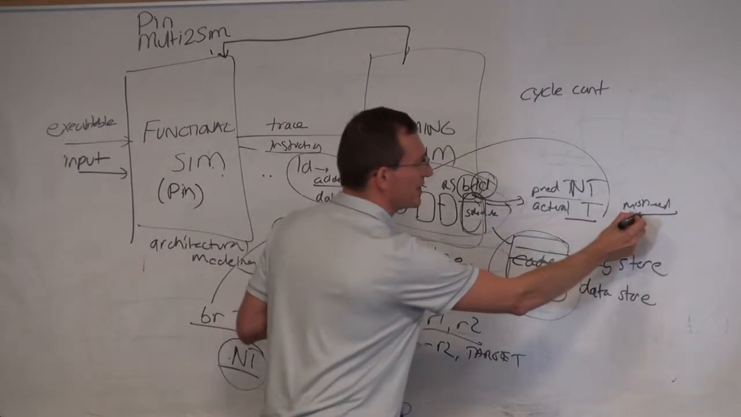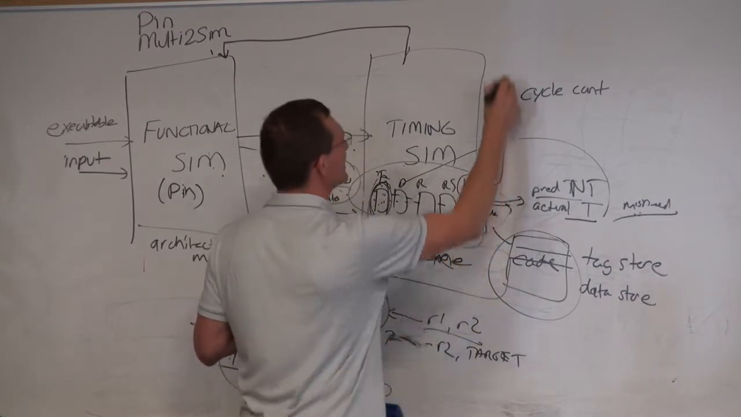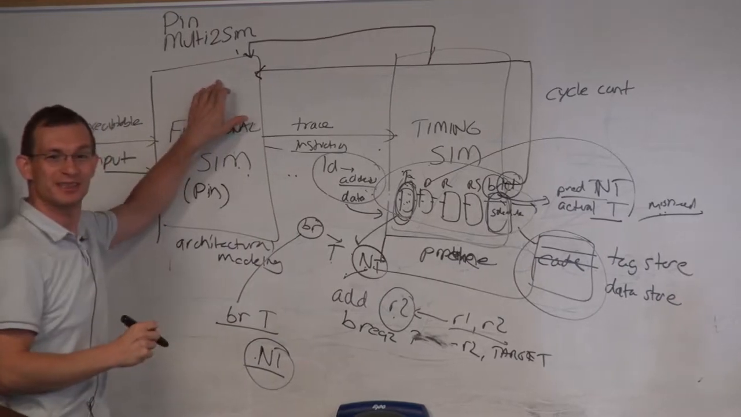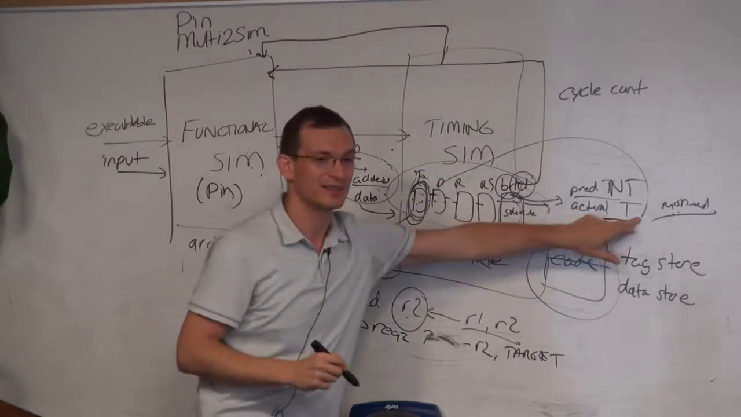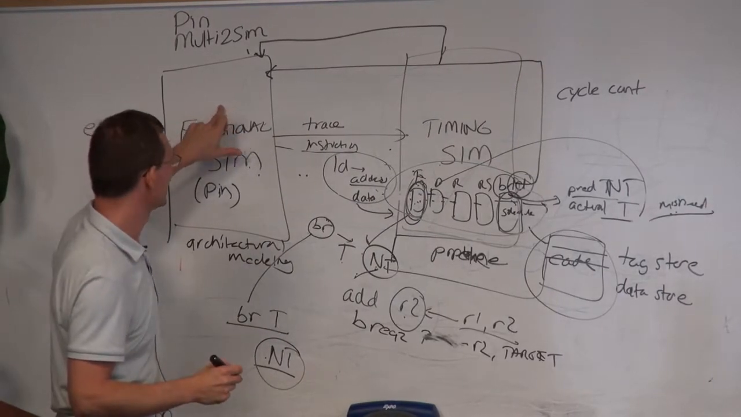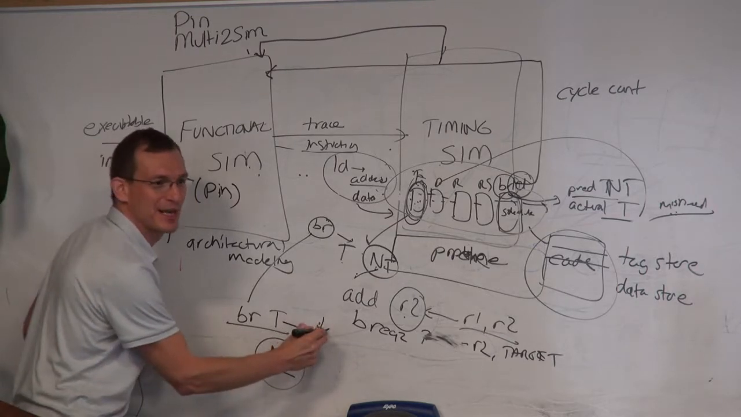Now, of course, at this point, there needs to be another interaction, right? From this point in the timing simulator, you need to redirect the functional simulator, because the branch has resolved now. The timing simulator tells the functional simulator, now you've got to give me the instruction at this target address, right? At the branch target.